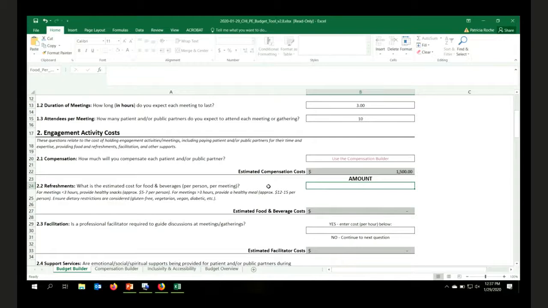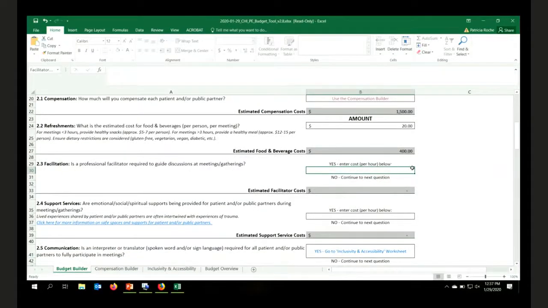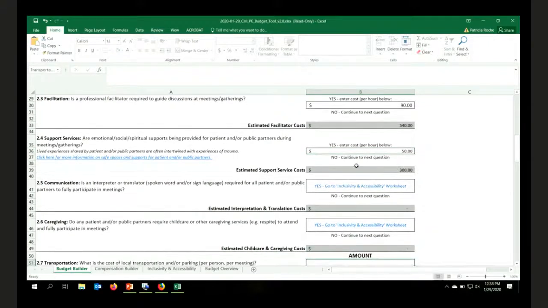Refreshments, it's Friday night. We're going to do $20 per person for a nice little dinner for these ladies. We keep going down. Professional facilitator. Some of the topics and priorities that might come up might be tough, and we want to make sure we capture everything and that the conversation goes well. So we're going to have a facilitator. Their cost is $90 per hour. Support services. We've talked to the women, and the Indigenous women would prefer an elder be in attendance. So we're going to have an elder. They've identified an elder for us, and they tell us that they charge $50 an hour for their support and participation.